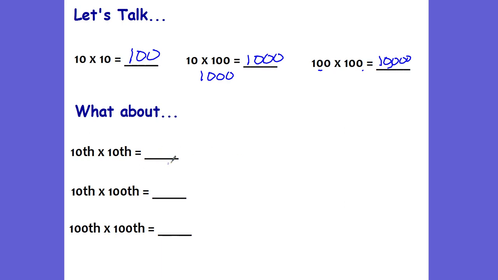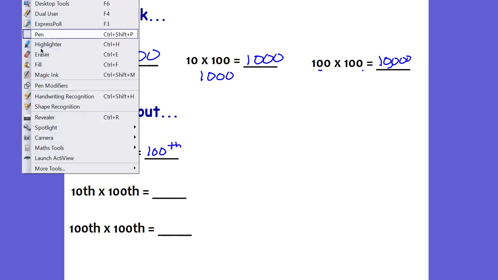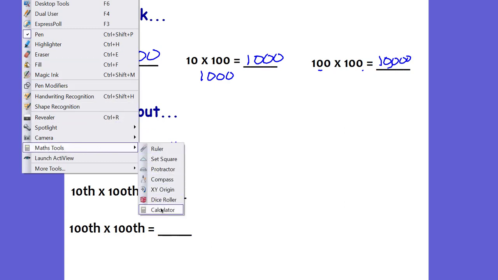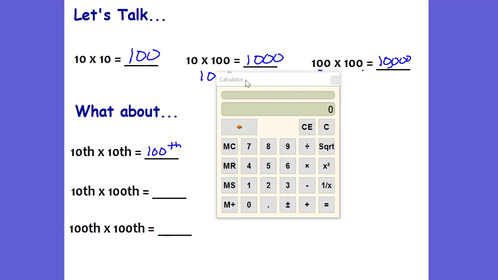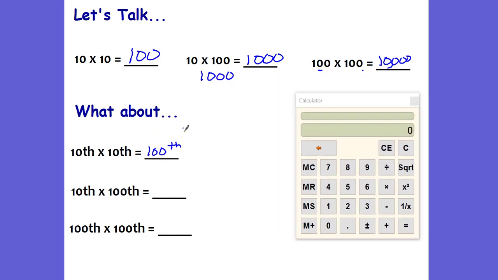Well, what about if we multiplied a tenth times a tenth? What would that equal? That would equal 100th. So let me show that to you. Let's look at the calculator. There we go. So a tenth times a tenth, this is a tenth, times another tenth. And using our calculator, 0.1 times 0.1 is going to equal 100th. As you see, the 1 is in the hundredths place.